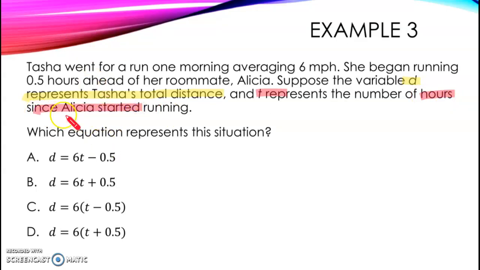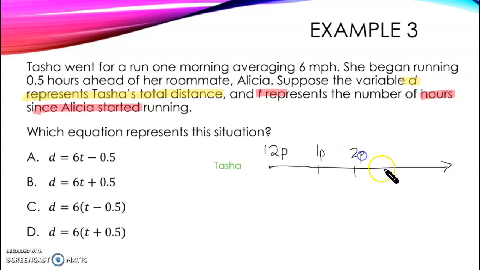So I actually really like to break down word problems like this by drawing a diagram. Let's start with Tasha. Let's say Tasha starts running at, it doesn't really matter what time you choose, I'm just going to say she starts running at 12 p.m. so we can keep track of this easier. She's running for a few hours, let's say to 1 p.m., 2 p.m., we'll say she stops at 3 p.m. or so. Obviously that's not in the word problem, but we're just doing an example here.